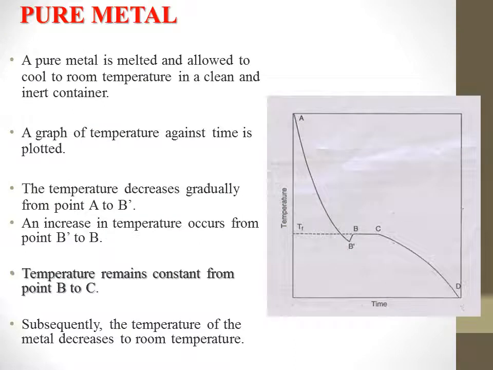So let's look at the graph in detail. A pure metal is melted and allowed to cool to room temperature. The graph of temperature against time is plotted, and as you can see, the temperature decreases gradually from point A to B. So basically what is happening is that melting is taking place, and then a sudden increase in temperature, or a spike, occurs from B prime to B, and then the temperature remains constant from point B to C, and subsequently the temperature of the metal decreases to room temperature, which is D.